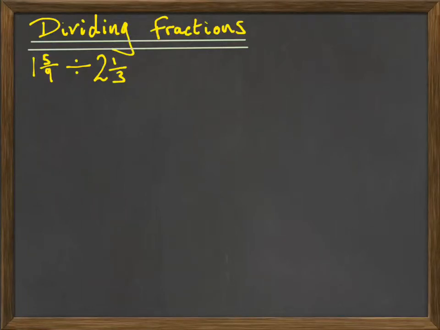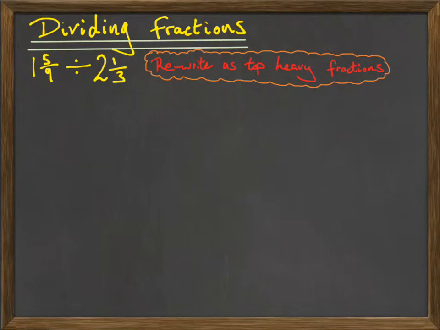Dividing fractions. In this example we're going to divide 1 5/9 by 2 1/3. Now the first thing we should do is to rewrite each of the fractions as top-heavy fractions. And so for the first one, 1 5/9 is the same as 1 times 9 is 9, add the 5, 14/9. And the second fraction, 2 times 3 is 6, plus the 1, that gives us 7/3.